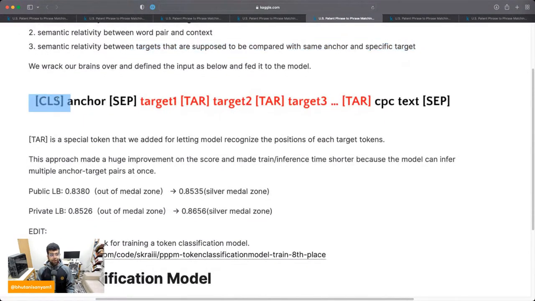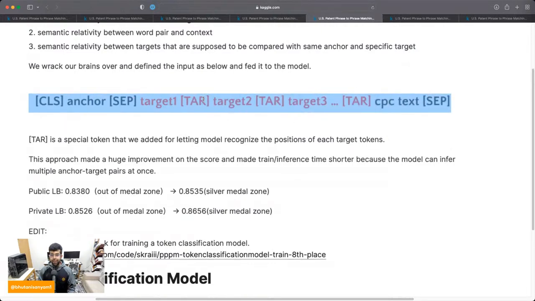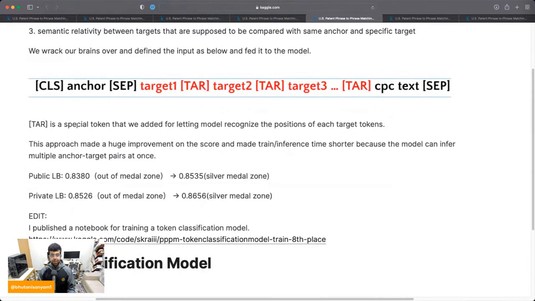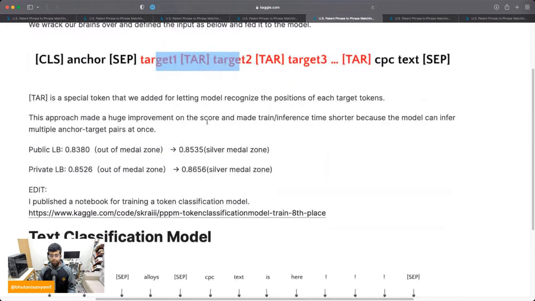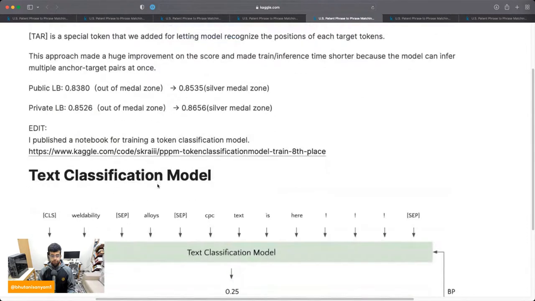Inside this encoding, or this is how the words are fed to the models, you see TAR. And TAR is a special token that they added for letting the model recognize the positions of each target token. So before every target token, they added TAR. Doing this, they say, gave them a nice boost.